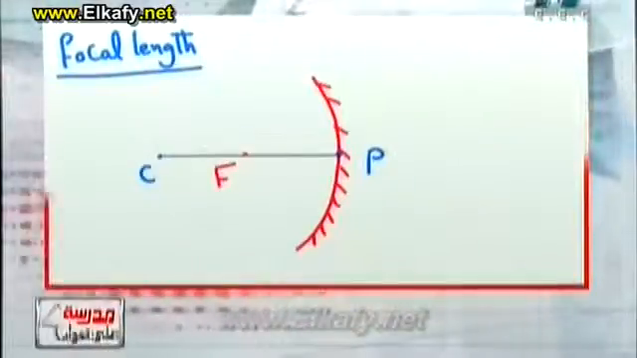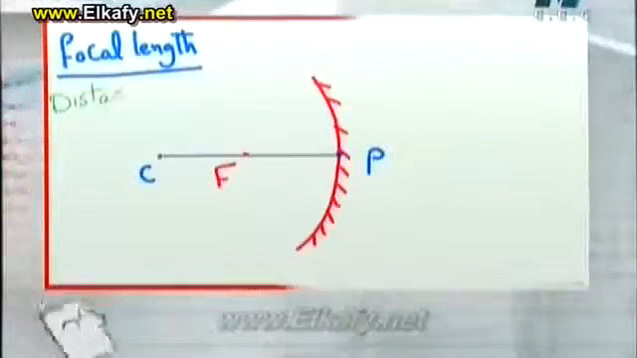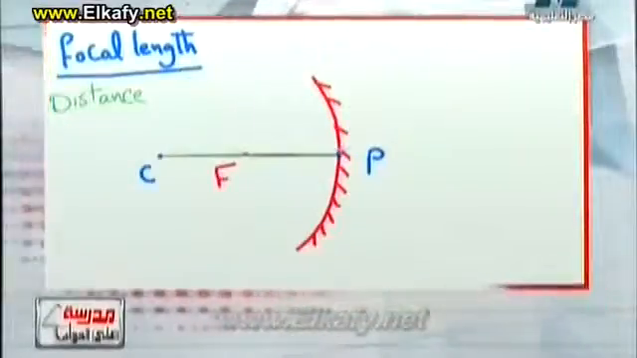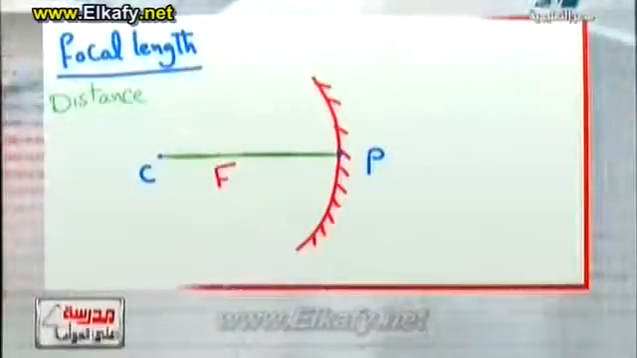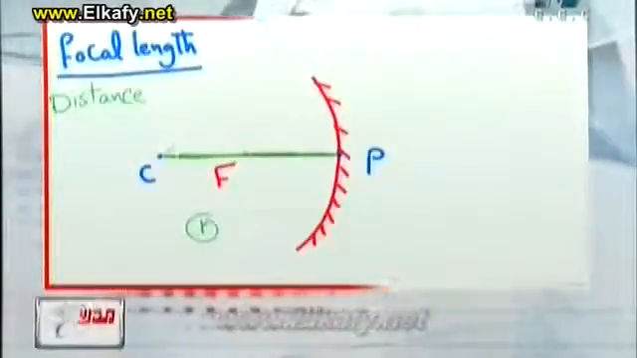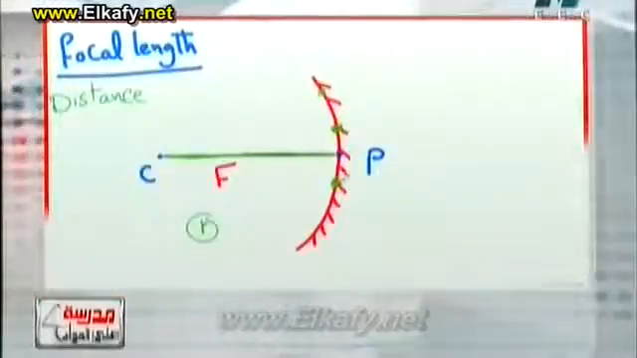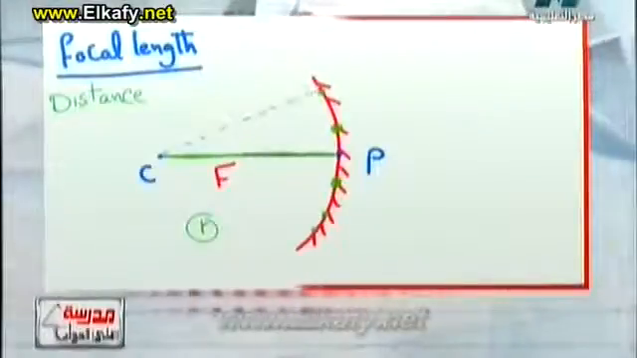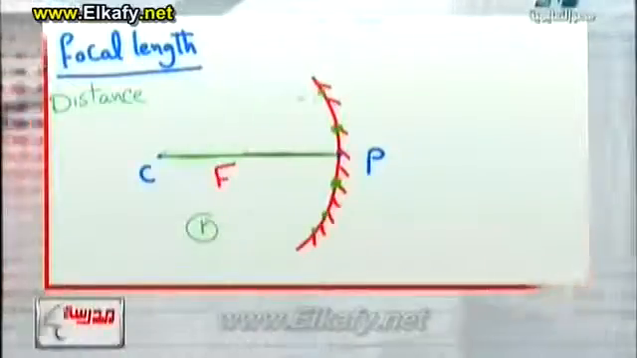So we will start with the word distance. If we say radius of curvature, R, and we know what is meant by radius, it is a distance between the center of curvature and any point on the reflecting surface. Any distance here is called radius of curvature. Right? Okay.